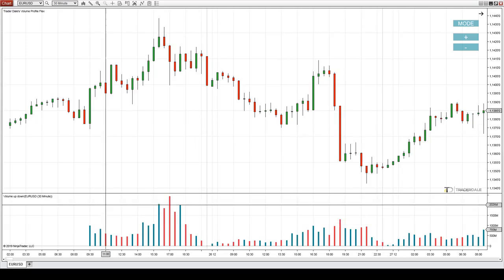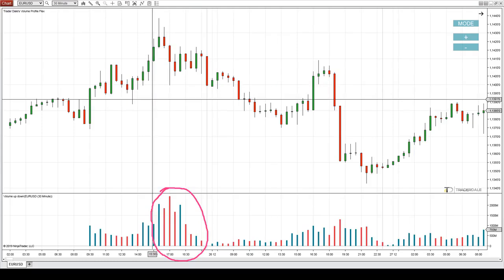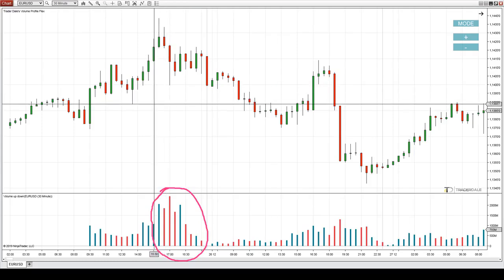Alright, so this is how the indicator looks like. This is the volume up-down indicator. And let's now have a look at the setup and how it works. So as I said in a previous video, we are looking for significant spikes in volumes, like in here. So in this case, I'm going to draw the flexible profile over this area.